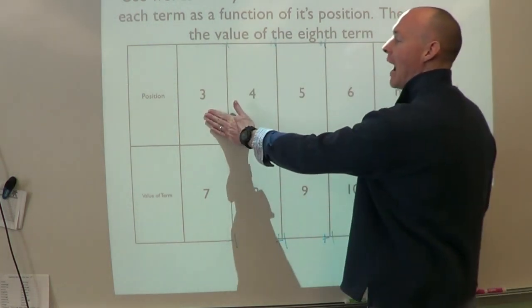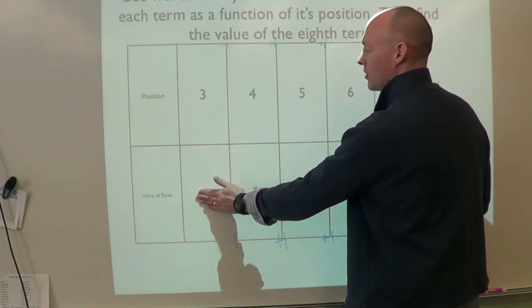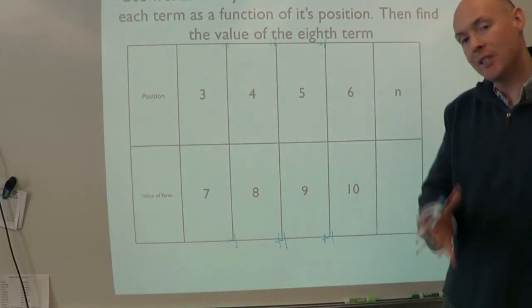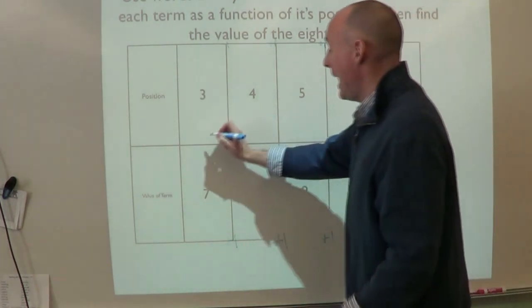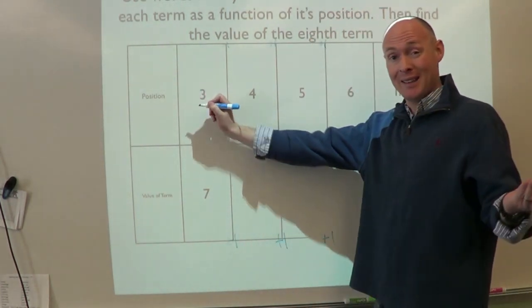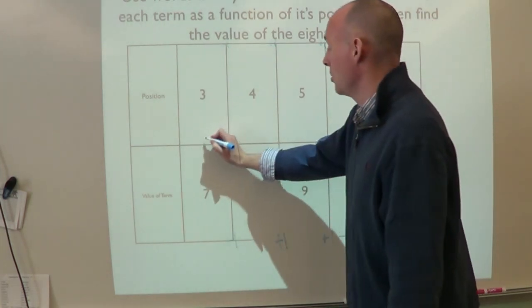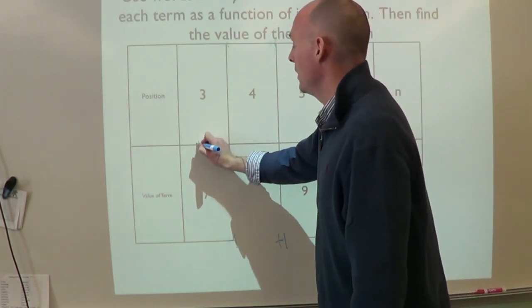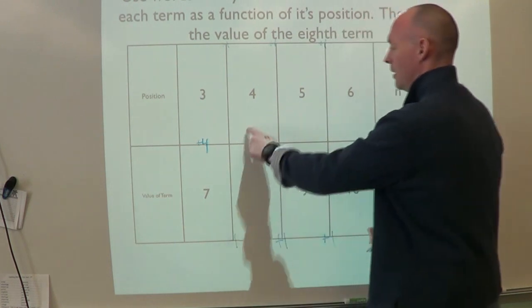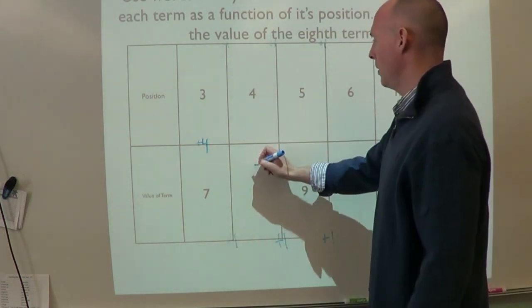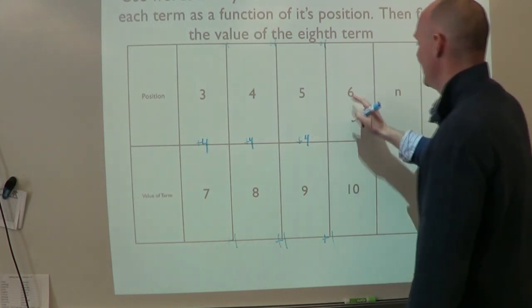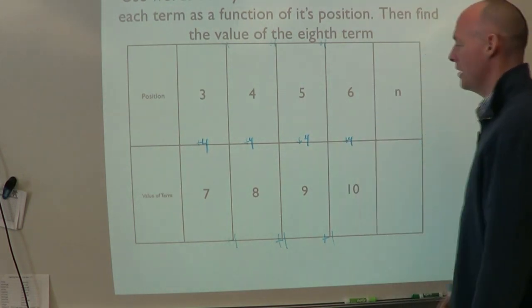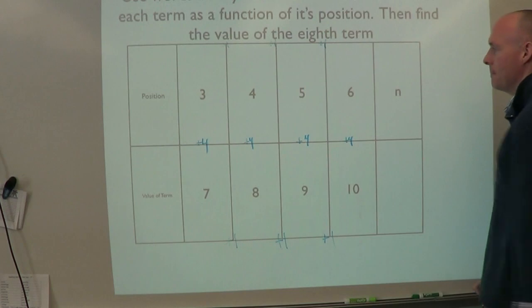Okay, so now we look. How do I get from 3 to 7? We could do a guess and check. From 3 to 7, we add, anything we can multiply to get to that? No. So we add plus 4. Does that work? 4 plus 4. 5 plus 4. 6 plus 4. It does. 6 plus 4 is 10.